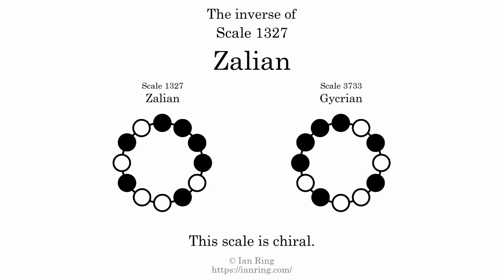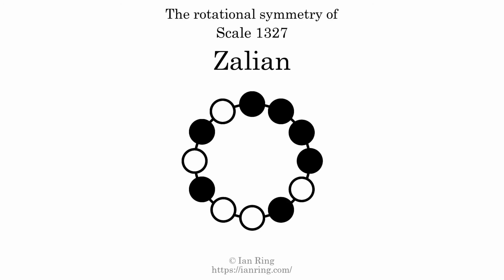The inverse of a scale is a mirror image. It is what you get when the sequence of intervals is reversed. The inverse of this scale is scale 3733, also known as Zalian. This scale is chiral. It cannot transform into its inverse by rotational transformation. This scale has no rotational symmetry.